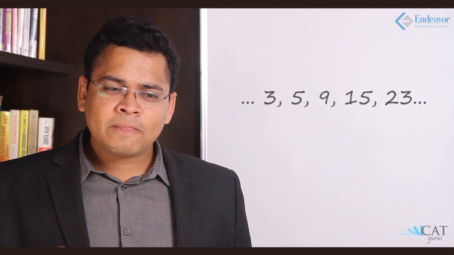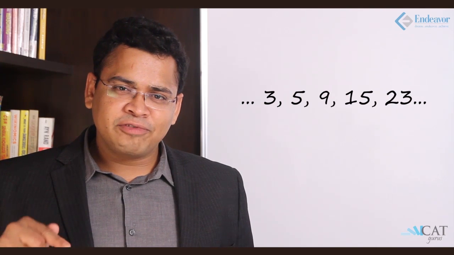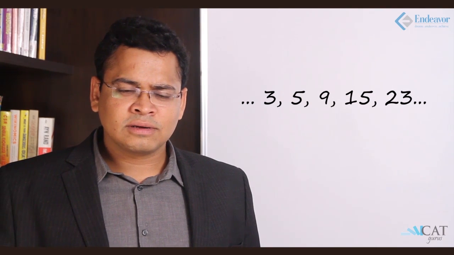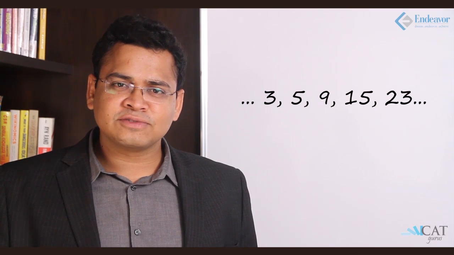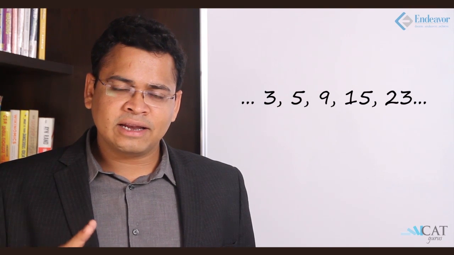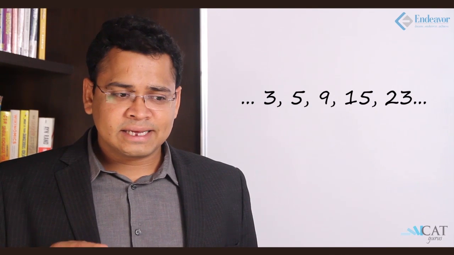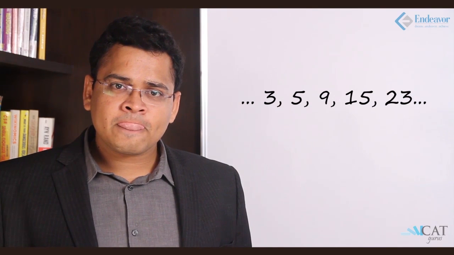Third one we move in, 3, 5, 9, 15, 23. 3, 5, difference is 2. 9 and 5, difference is 4. 15 and 9, difference is 6. Oh, so the difference is subsequent even numbers.